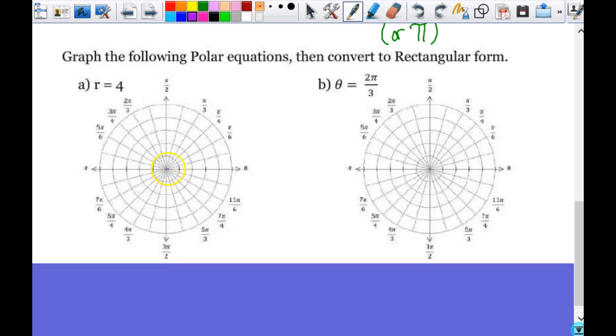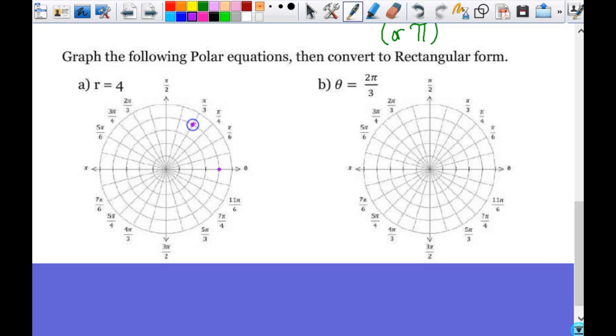When theta is 0, what is r? 4. Okay, so let's plot that. 1, 2, 3, 4. Okay, that has a radius of 5. Just so you know. When theta is pi thirds, what's r? 4. When theta is 5 pi sixths, ooh, that's a 3. Dang it. Help if I could plot it on the right point there.